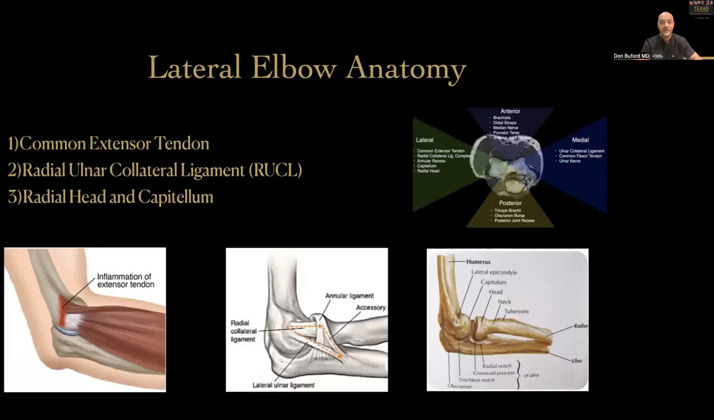So let's talk about lateral elbow anatomy, commonly known as tennis elbow, of course. This is the common extensor tendon origin. The primary tendon that is always a test question is the extensor carpi radialis brevis, the one most commonly involved with pain and tendinopathy on this side of the elbow. A little bit deeper is the radial ulnar collateral ligament, and we can visualize that very well on ultrasound as well. And then, of course, the primary joint on this side is the radial head and capitellum.